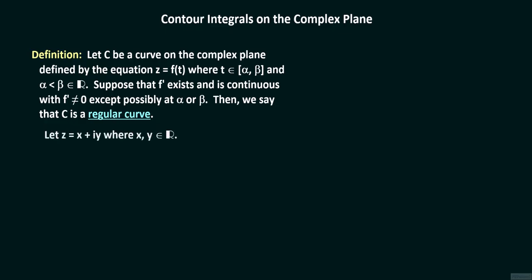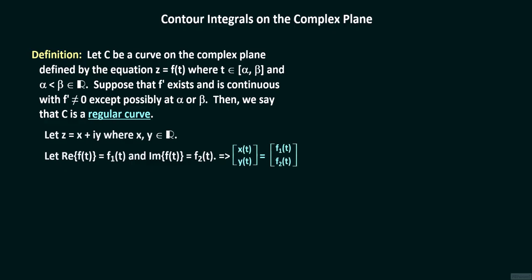Let z be equal to x plus iy, where x and y are real numbers. Let the real part of f of t be f sub 1 of t, and let the imaginary part of f of t be f sub 2 of t. If z is a point on C, then x and y are given parametrically by this vector equation.